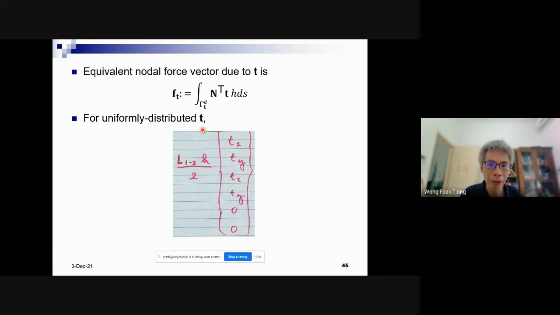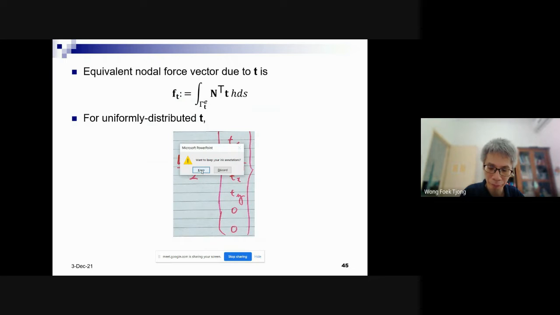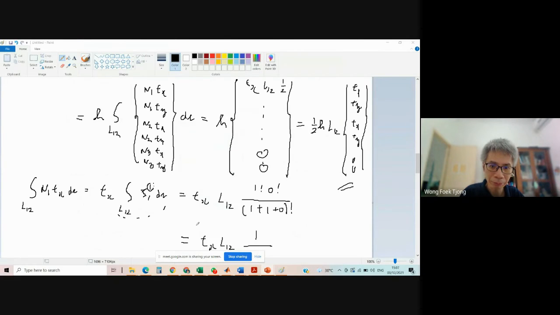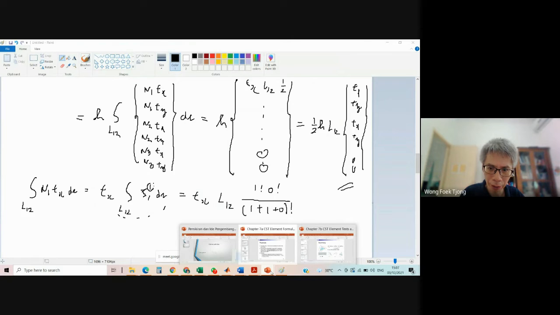How to calculate the equivalent nodal force vector due to body force and due to traction force. Please, if you have any question regarding the finite element formulation of the constant strain triangular element. Well, this is the last class, right? So I think I have finished with this slide. Now let's turn to the next slide that I have prepared.